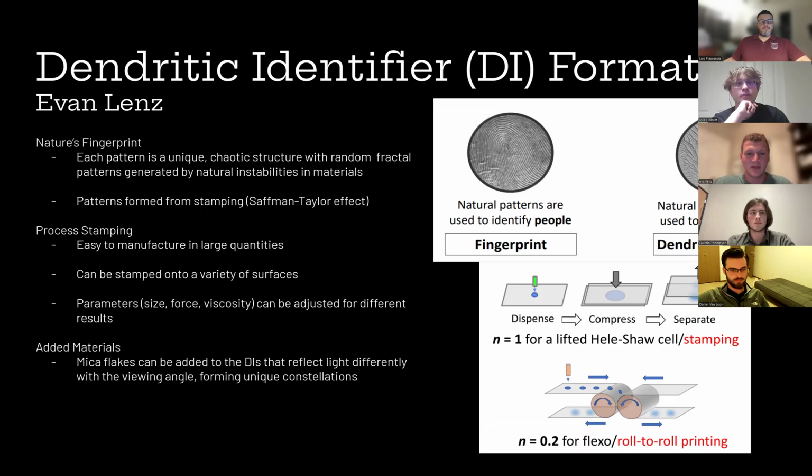the pattern looks. On top of that, we mix in mica flakes. These flakes reflect light differently depending on what viewing angle they're at, so every DI ends up with its own sparkling constellation.